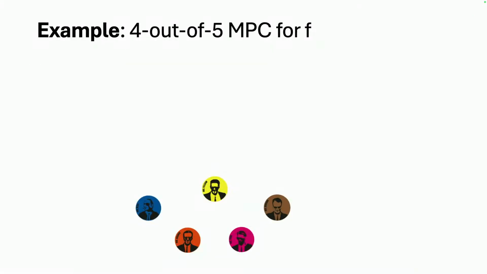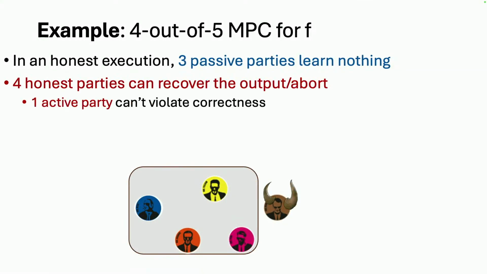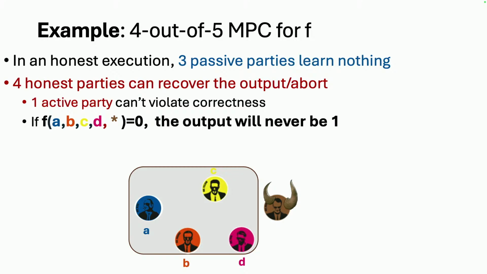Just to give an example of what this notion of MPC means, because I'm not sure that everyone got it, let's look at the 4 out of 5 MPC. So 3 parties know nothing. But if you look at 4 parties, they are protected against any adversary that lives here. In particular, if their inputs fix, say, the residual function to 0, this adversary cannot force the output to be 1. He can abort the protocol, but he cannot change the output to 1.